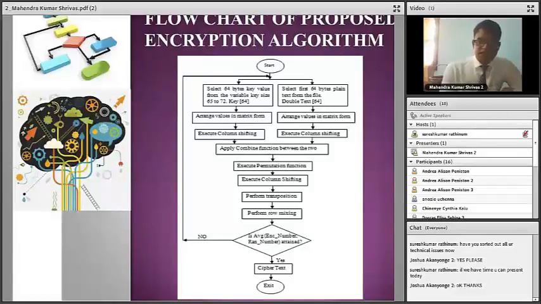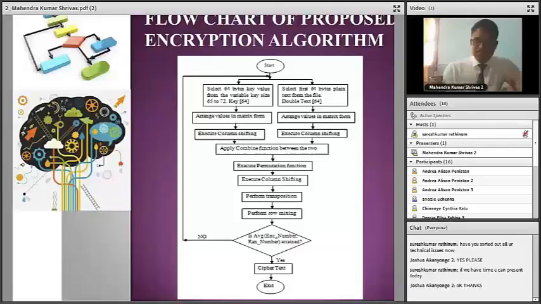So what we do is, these two processes are in parallel. We arrange the values from the file, and the key we load into the 64 byte matrix form. Then after that, we execute column shifting.